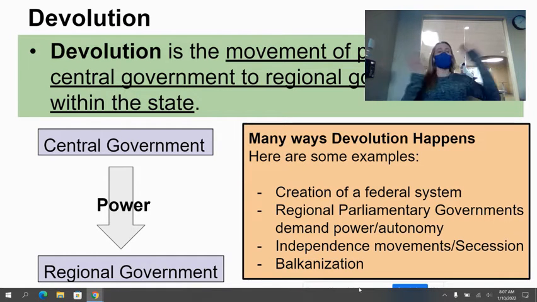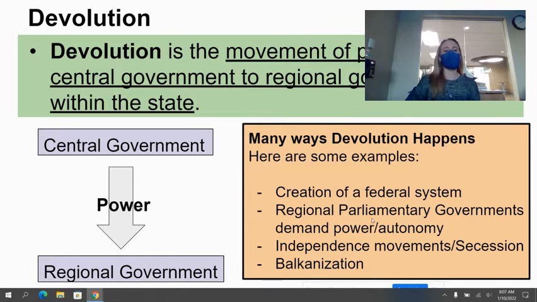When we think about regional governments, those can take many different forms. Within our country, we think about state level governments. Within Canada, we think about province level governments. But we think about regional governments in many different forms.